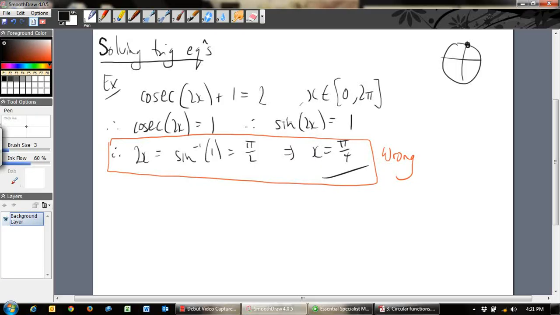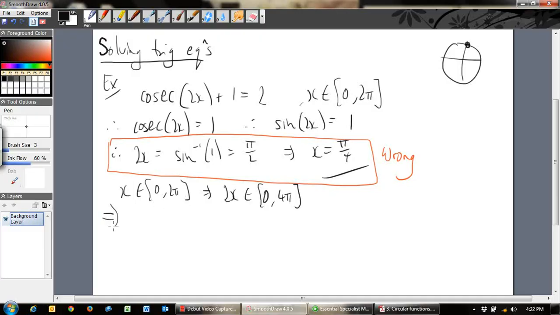What we need to understand is that x is in the range from 0 to 2 pi. I'll write this down: x is in the range 0 to 2 pi. Therefore, what range is 2x in? That means 2x ranges from 0 to 4 pi. When we solve this, we need to look at values for 2x between 0 and 4 pi.